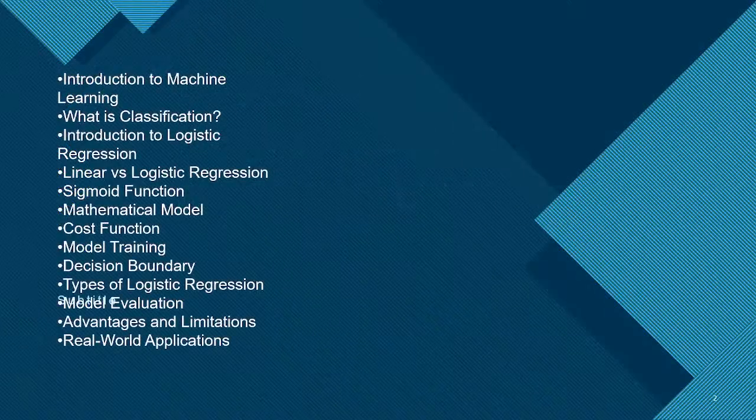Okay, first we will introduce machine learning. These are the agenda items we will see in this topic: what is classification, introduction to logistic regression, linear versus logistic regression, sigmoid function, mathematical model, cost function, model training, decision boundary. Next is the types of logistic regression, then model evaluation. We will also see the advantages and limitations in this topic.